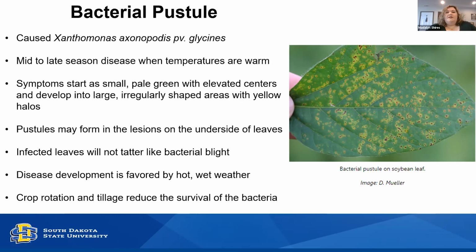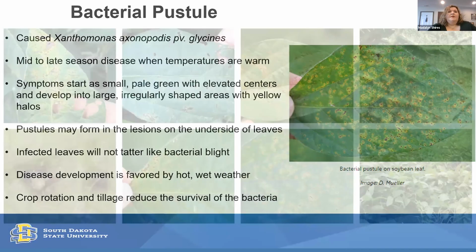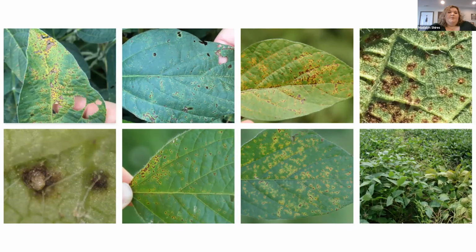Pustules may form in the lesions on the underside of the leaf, and I have a picture of that on the next slide. The infected leaves will not tatter like bacterial blight. The disease development is favored by hot, wet weather, and it's recommended that crop rotation and tillage be used to reduce the survival of the bacteria. So these are some more examples. This here is the pustule that grows on the underside of the leaf. And you can see that even when the disease is pretty bad on the leaves, it doesn't really cause those tattered edges or margins like the other bacterial disease did.